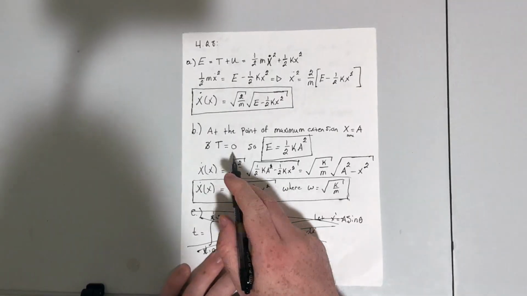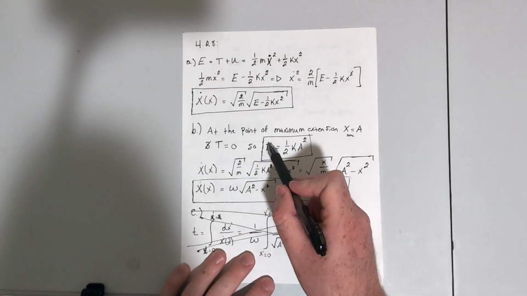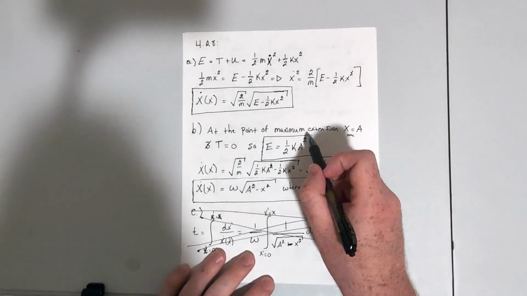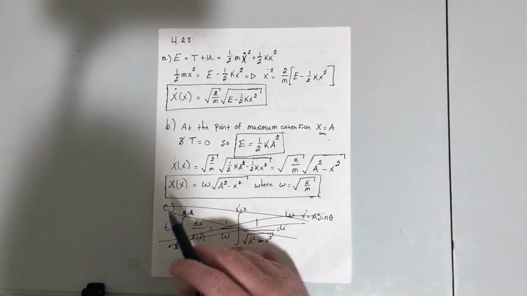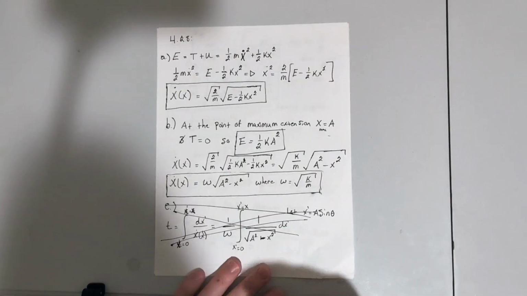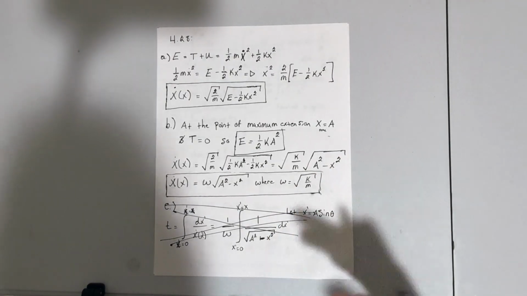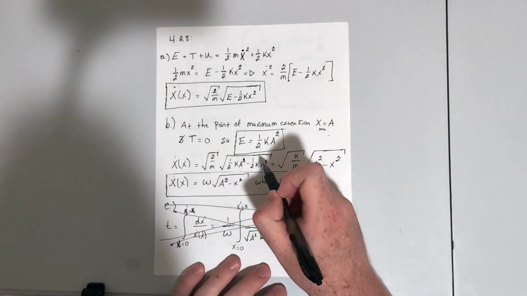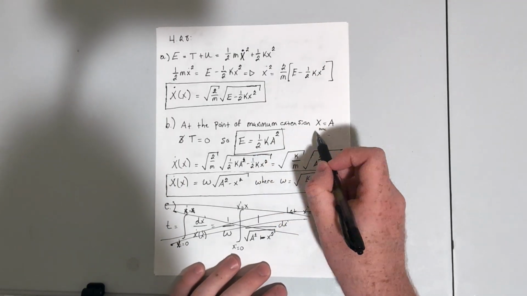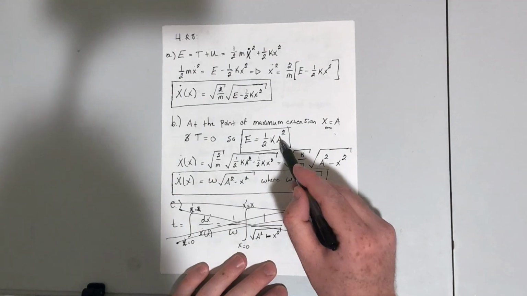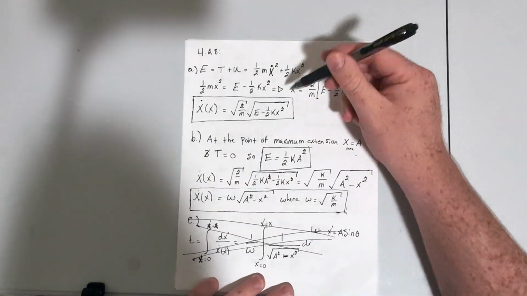T is 0. And if T is 0, then the total energy of the system at the maximum length position is all potential energy, right? It's about to convert back into kinetic energy, but it's all potential. So it's going to be 1/2 k A squared, where you plug in A for the x squared in the potential function.